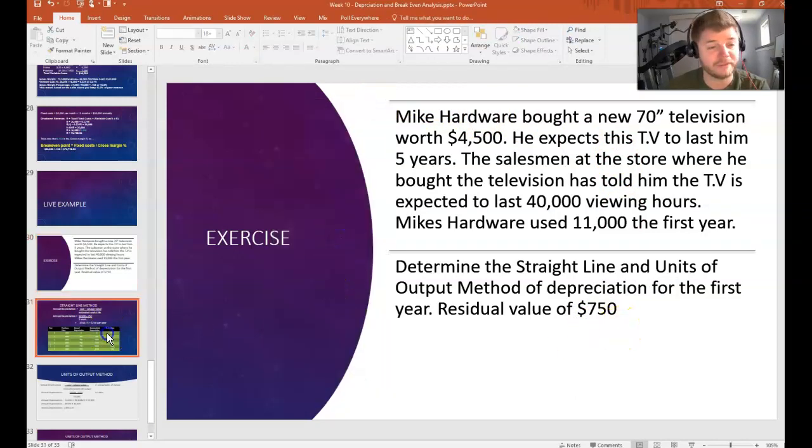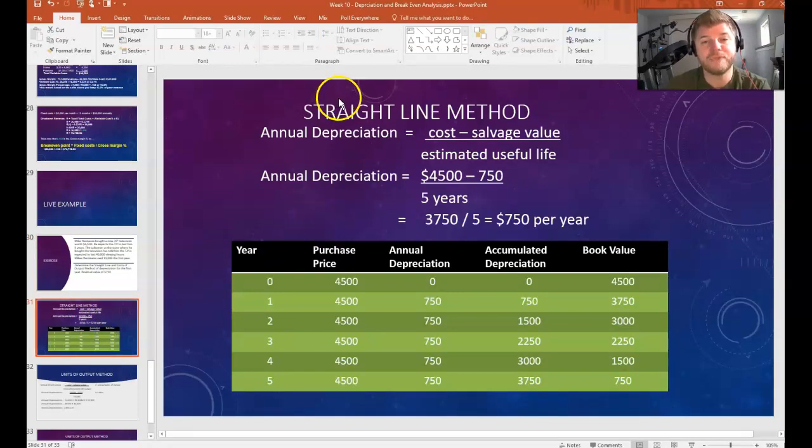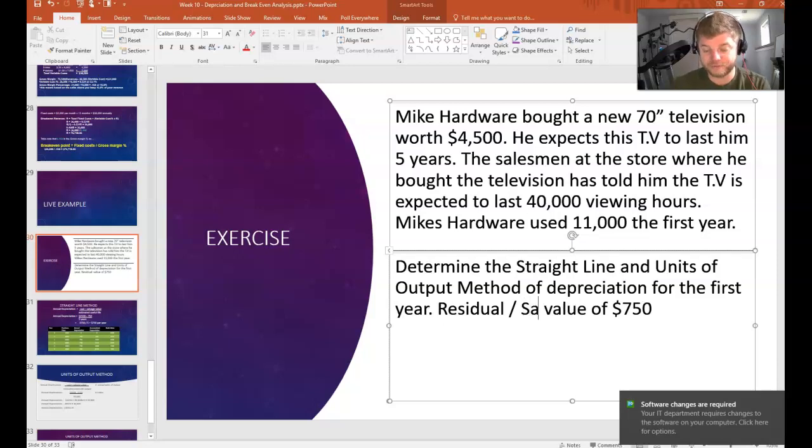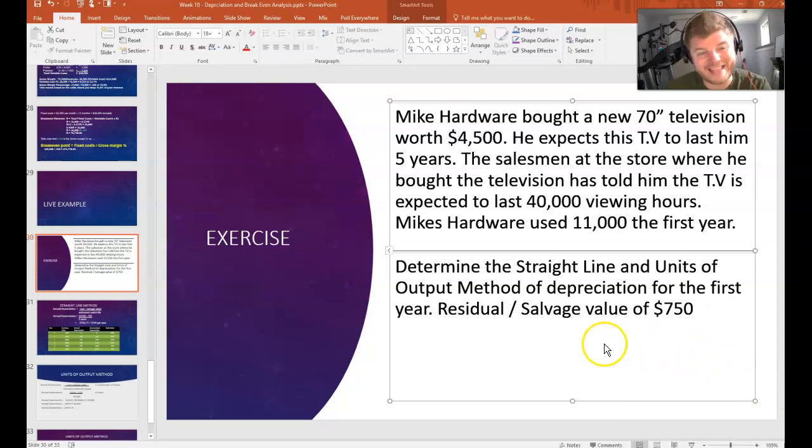So what we would do is something like this. Straight line method. So we take our annual depreciation, and it equals the cost minus the salvage value divided by the estimated useful life. So as we looked up here before, it cost you $4,500. It's going to last you 5 years. And our residual value, and so if you see residual, it's also going to be salvage value of $750, which means how much do I get at the end of it?